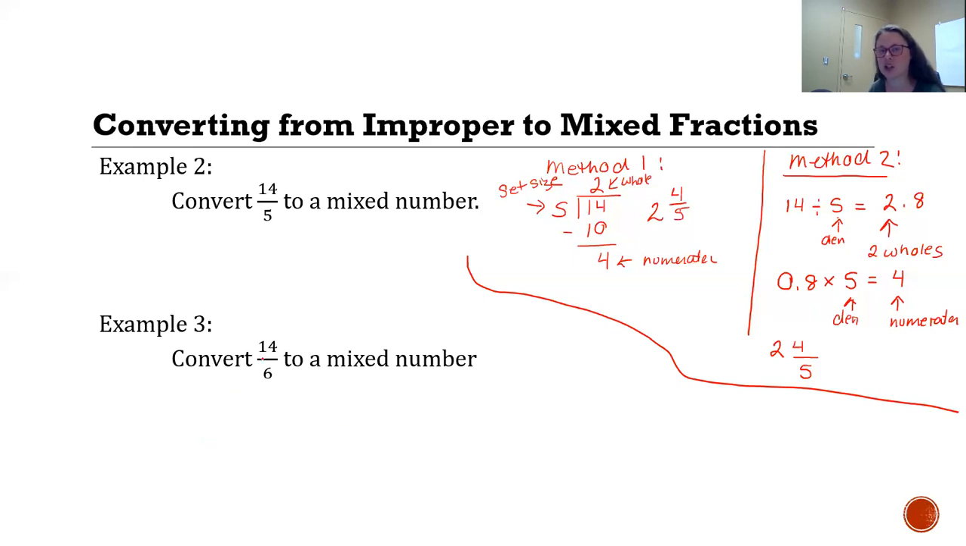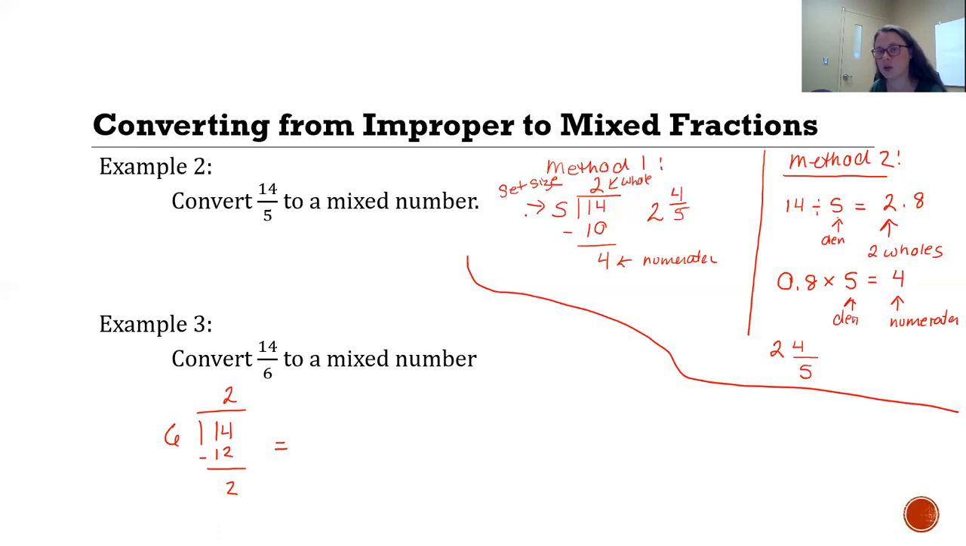First, I'm going to use long division. So I've got 14 sixths. So 14 divided into sets of 6. Well, 2 times 6 is 12. We know there's not another set. So 2, let's subtract the 12. Leaves me with 2 left over.